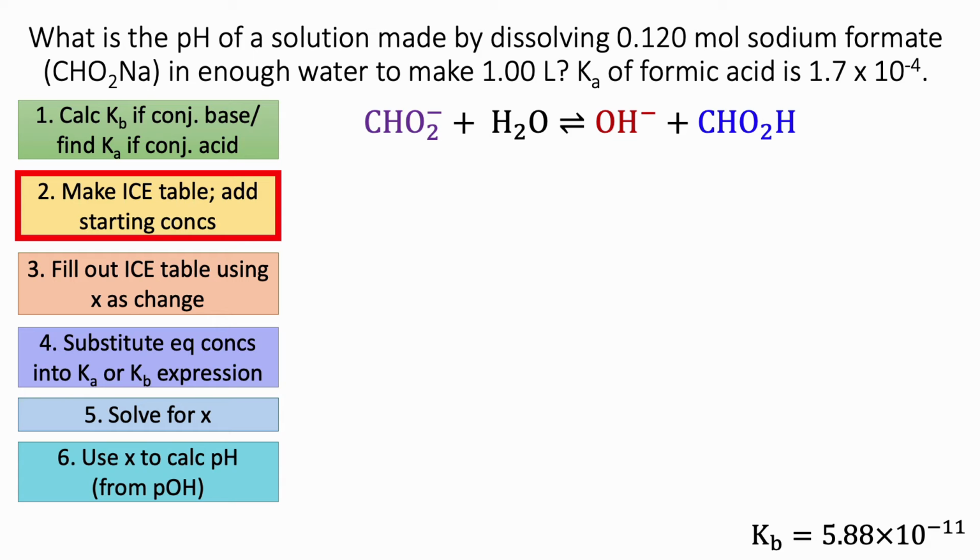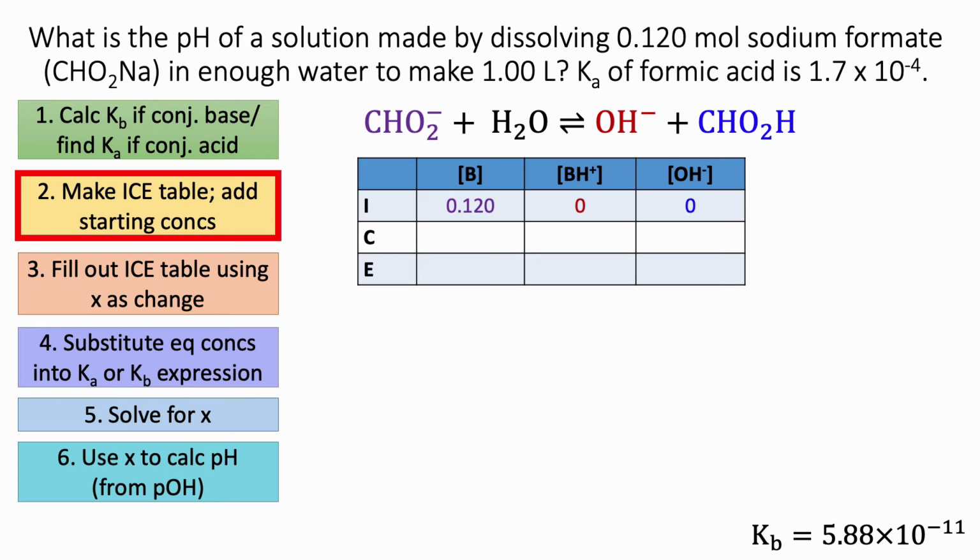Now that we have our Kb value, we can make our ICE table. Remember, we're looking at this equilibrium between formate reacting with water to give hydroxide and formic acid. Water, being a pure liquid, we aren't going to include in our equilibrium constant, so we're also not going to include it in the ICE table. So I've just put in the generic base, protonated base, which would be in this case our formic acid, and OH minus. And our starting concentration of base is 0.120 molar because we have 0.120 moles in 1 liter.